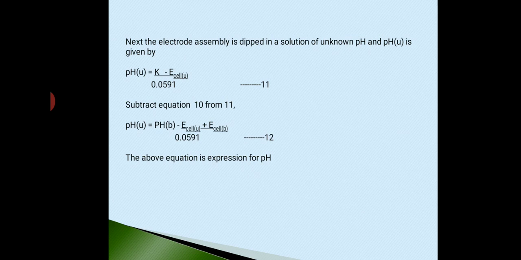Otherwise, when we are performing the experiment, it is simple. First, we need to connect the glass electrode and calomel electrode to the pH meter. Then we need to dip the electrodes in buffer solution and set the pH to the desired level according to the experiment. Then we need to dip the electrode in the unknown solution. Directly the value is displayed on the pH meter. But mathematically, when we are trying to discuss this determination of pH concept, all these steps you must include.